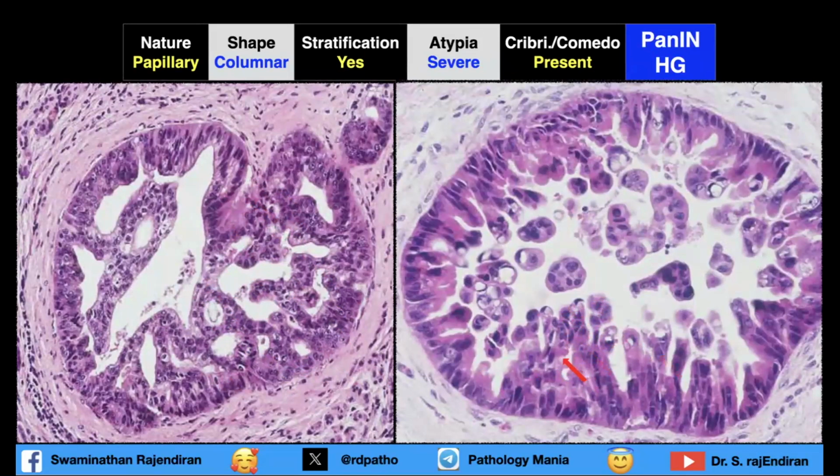I will show you the loss of polarity. See, this nucleus runs like this. This nucleus runs like this. This nucleus is running like this. All the nuclei are running in different directions.